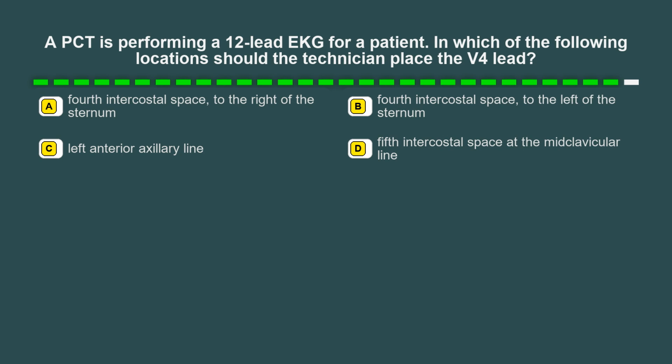Question 21. A PCT is performing a 12-lead EKG for a patient. In which of the following locations should the technician place the V4 lead? Option A. Fourth intercostal space, to the right of the sternum. Option B. Fourth intercostal space, to the left of the sternum. Option C. Left anterior axillary line. Option D. Fifth intercostal space at the midclavicular line.